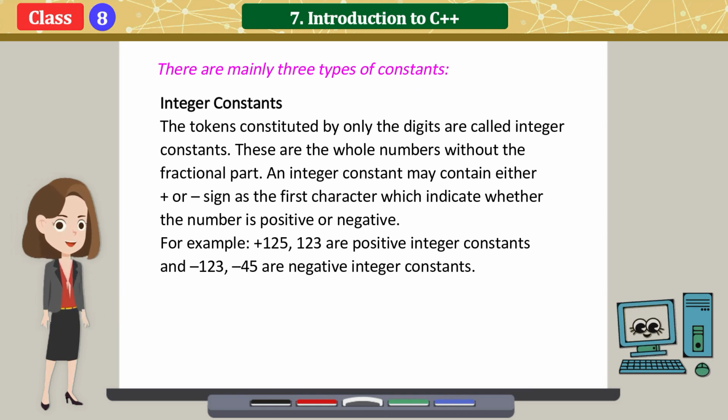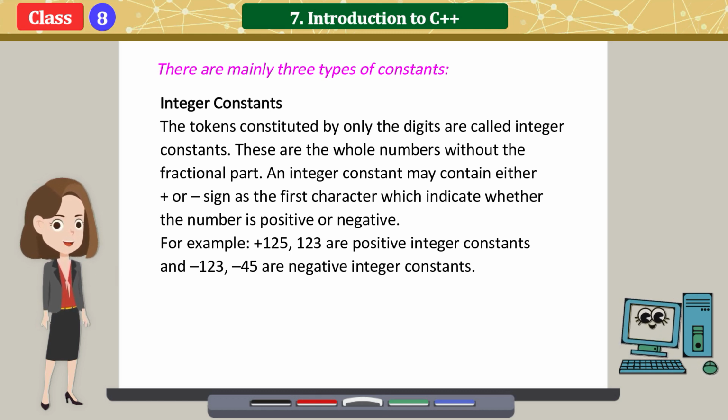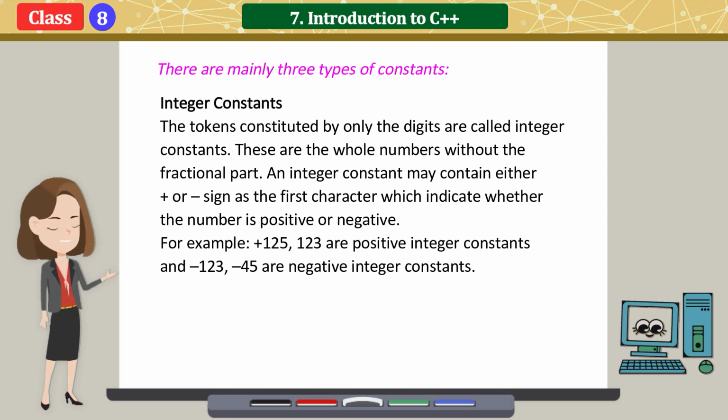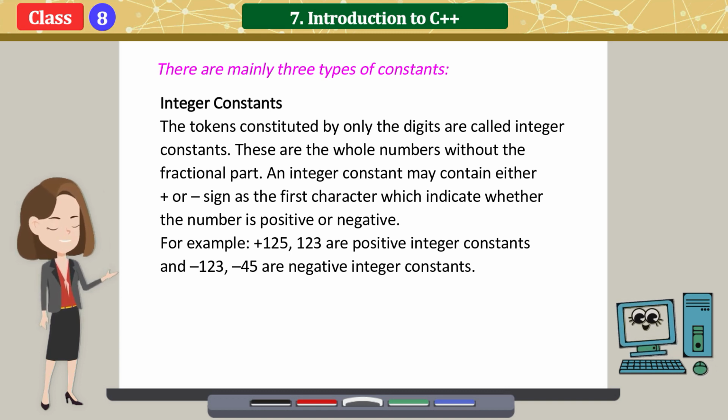Integer constants. The tokens constituted by only the digits are called integer constants. These are the whole numbers without the fractional part. An integer constant may contain either plus or minus sign as the first character, which indicates whether the number is positive or negative. For example, +125 and 123 are positive integer constants and -123 and -45 are negative integer constants.